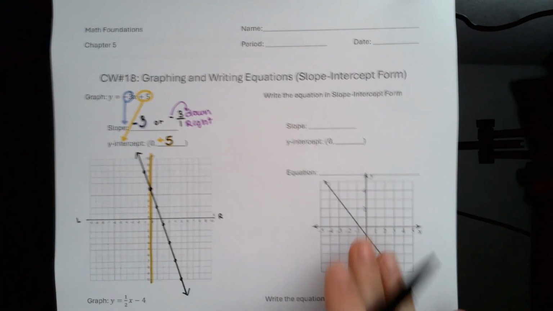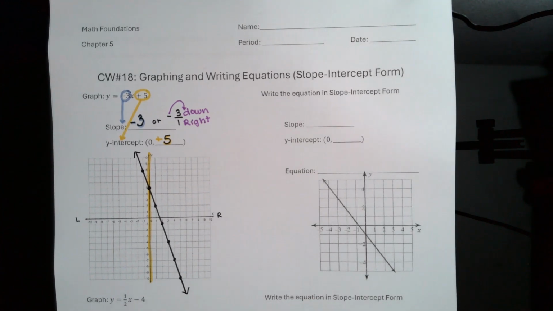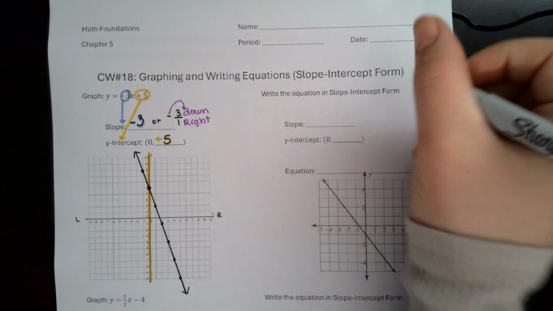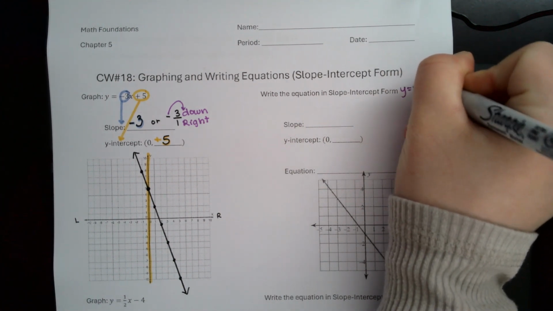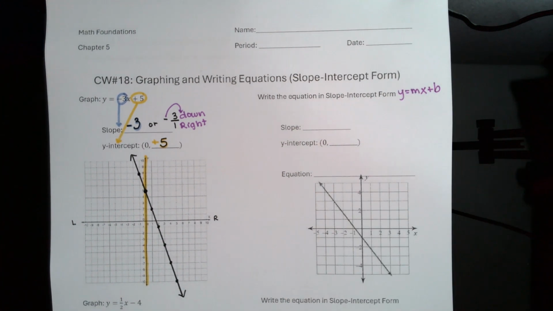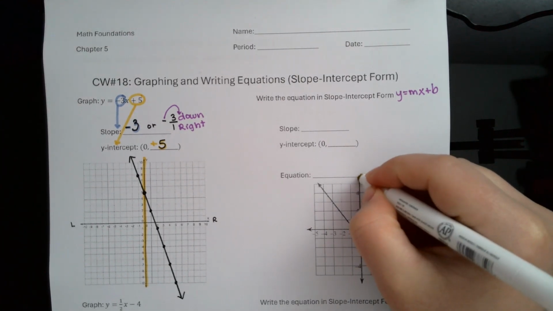Now, next to this is already giving you a line. So what it's asking you is to write the equation in slope-intercept form. So slope-intercept form is our y equals mx plus b. So the first two things you want to do is you want to identify your slope and your y-intercept. Let's actually start with the y-intercept.